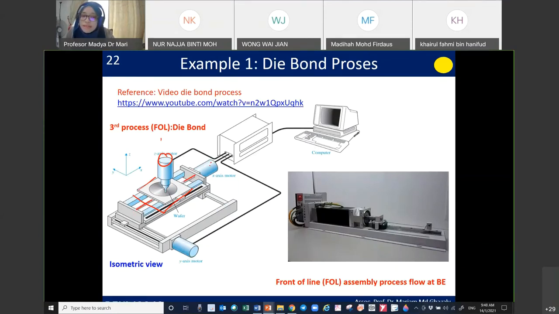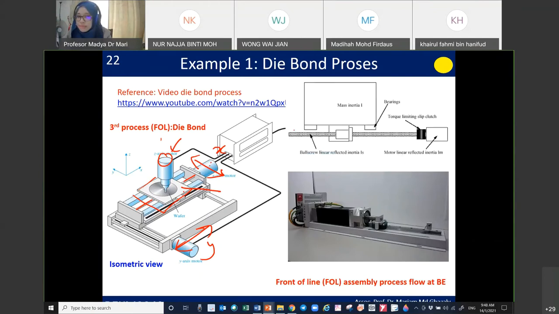So what it does is that most of the time this motor is static, and the one that is moving is the wafer. It's either moving left and right or moving like this, so it's going to move in the x and y axis, and the picker will actually stay at the position. So this is an example of a die bond process where you use a closed loop.